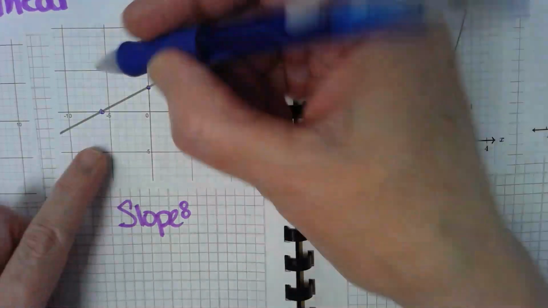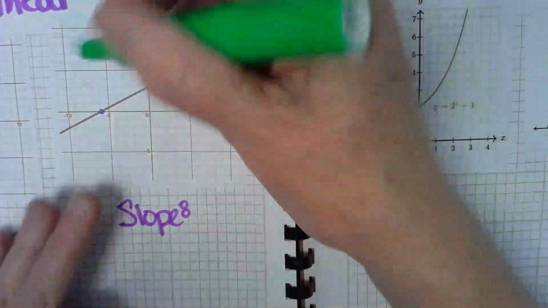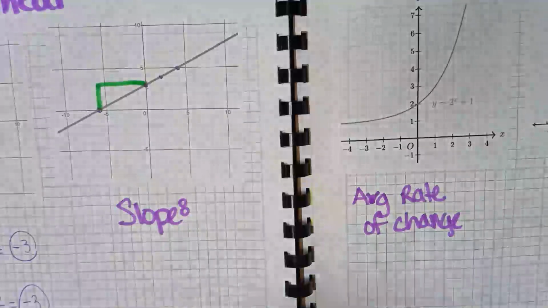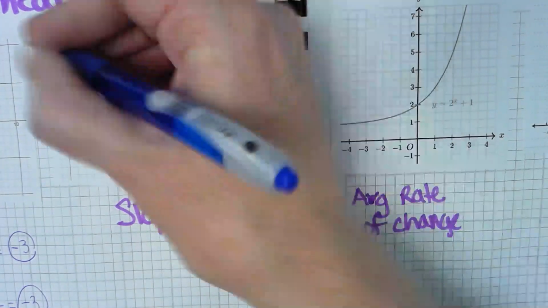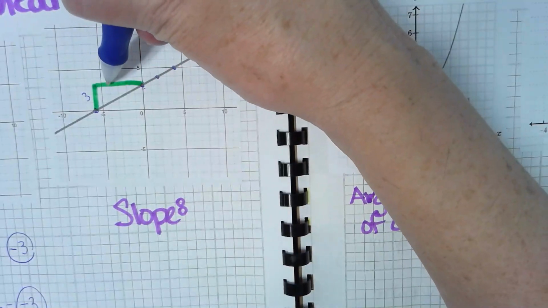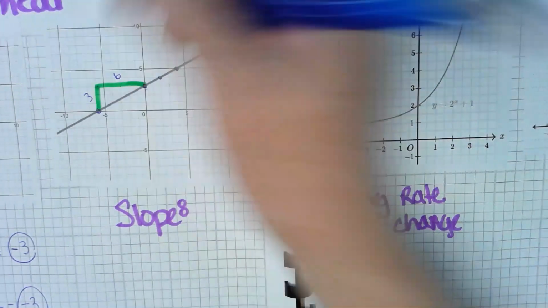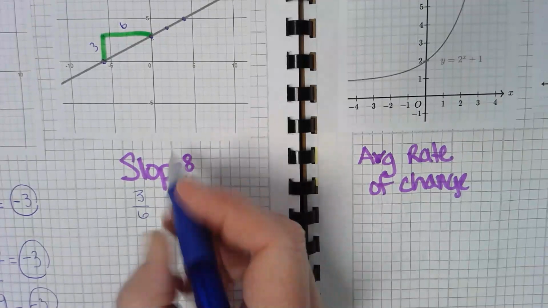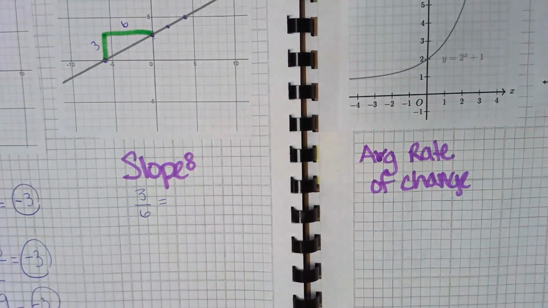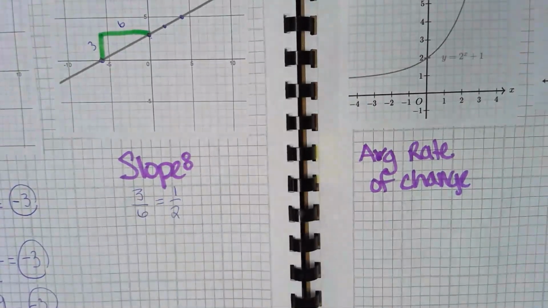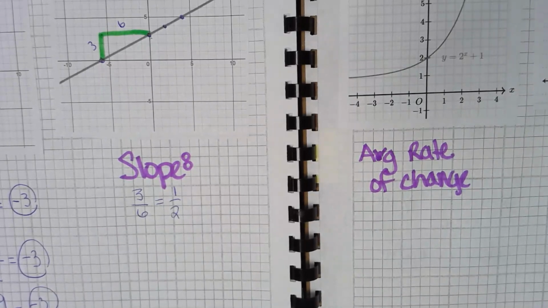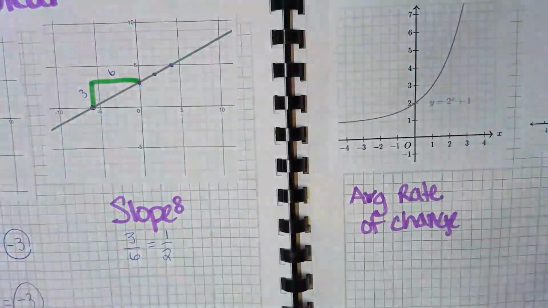Okay, I'm going to pick 2. I'm just going to use these 2. And let's rise and run. Okay. So we're going to rise 1, 2, 3. And we're going to run 1, 2, 3, 4, 5, 6. So we're going to rise 3 and run 6. What does that reduce to? 1/2. Well, remember, it's bigger on the bottom, so it's not 2, it's 1/2. Because I know y'all see a 3 and a 6 and go, okay, it's 2. Well, it's actually 1/2.